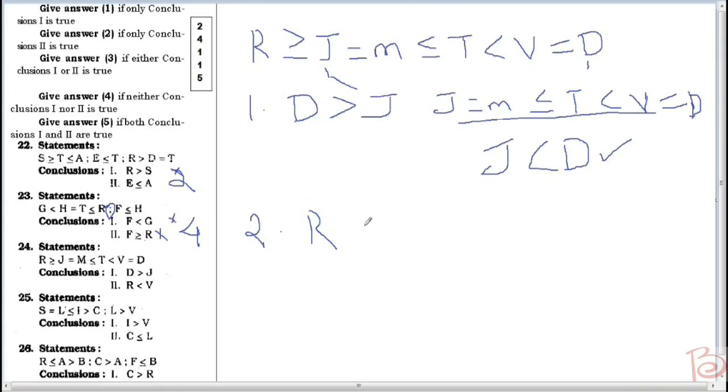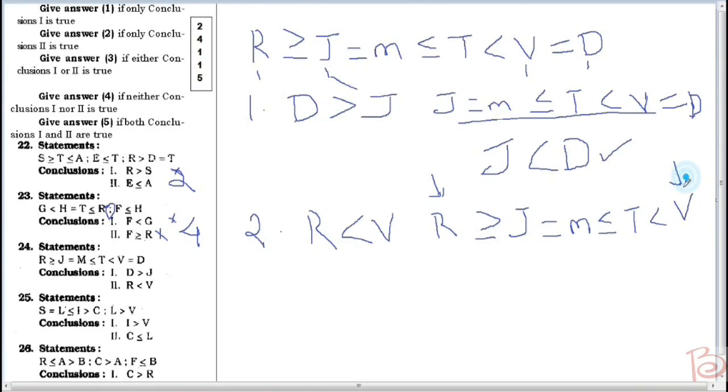Second conclusion is R less than V. So R is here and V is here, so I'm going to write the statement as R is greater than or equal to J, that is equal to M is less than or equal to T less than V. And in the statement we want to find out the relation between R and V, and from the statement we can clearly see that this is in this direction and this one is in the opposite direction. So as I already told you before, if two symbols are in the opposite direction, then we cannot draw a conclusion, so the second one is wrong. So the first one is right and the second one is wrong, so we have to put it as the first option. Okay, let's go for the next sum.